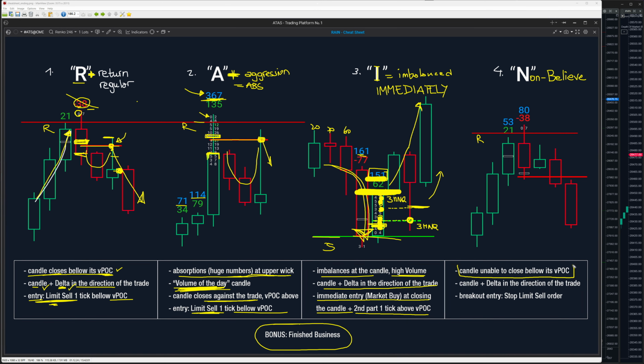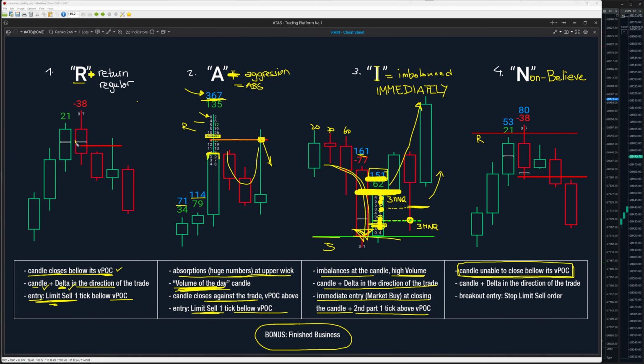The candle is unable to close below its VPOC. Do you see that? Unlike here. Wait, I have a lot of mess here, as usual. Erase. I don't need this. I don't need this either, but now I need to describe the first case.